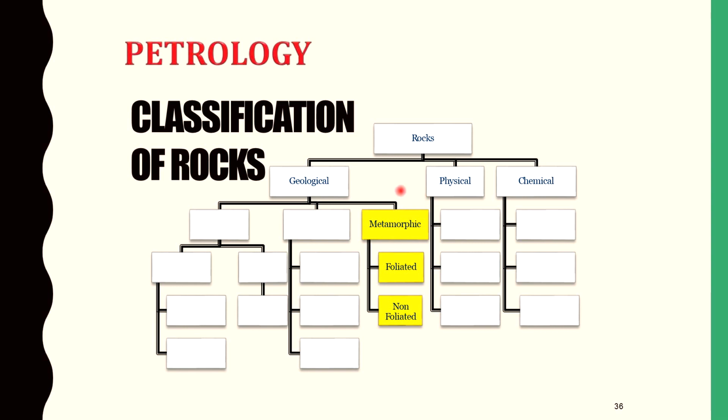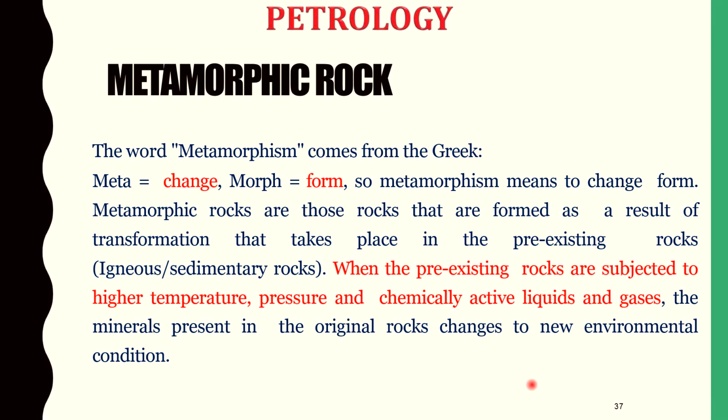Now the third classification is metamorphic. In metamorphic there are only two classifications, foliated and non-foliated. The word metamorphic comes from the Greek. Meta means change and morph means form. So metamorphic rocks are those rocks that are formed as a result of transformation that takes place in pre-existing rocks, igneous or sedimentary rocks, when they are subjected to higher temperature, pressure and chemically active liquids and gases. So pre-existing rocks like igneous and sedimentary rocks change into some other form of rocks due to higher temperature, pressure and chemical activities.